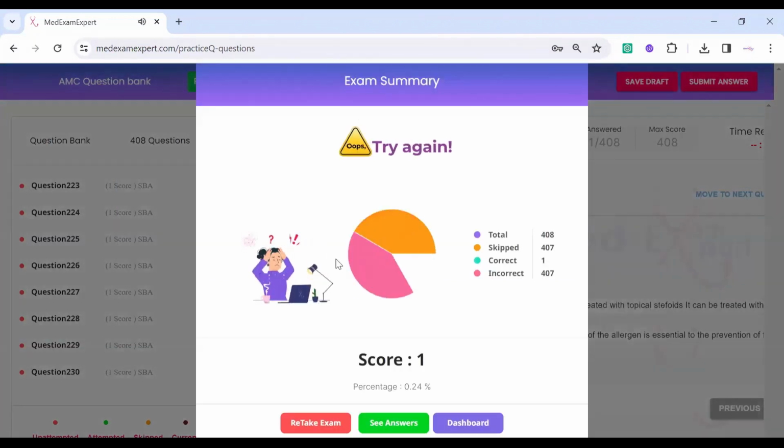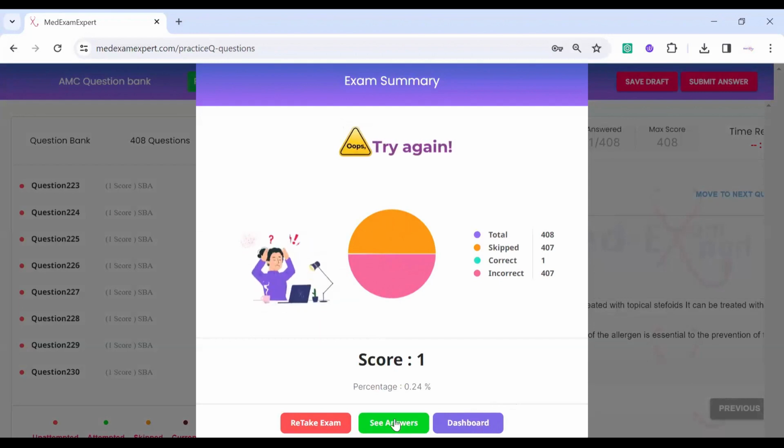And then it will show you the score, how many questions you have attempted, how many questions you have skipped, how many questions you have answered correctly, how many incorrect answers. And it will also give you an option of retaking the exam. For example, if you think that your test was not up to the mark, you can retake the exam. Okay, you can also see the answers, and you can also click on the dashboard. With this, you will go back to the AMC QBank.